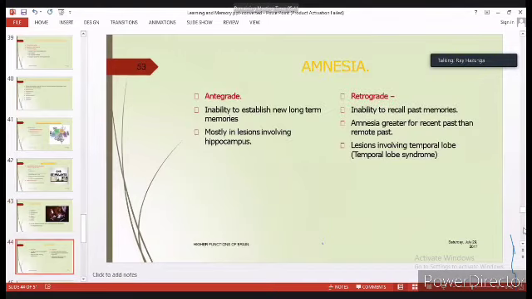So amnesia is just where you have loss of recall. You can't remember things. It could be anterograde or retrograde. Anterograde amnesia is an inability to establish new long-term memories, whereas retrograde is an inability to recall past memories. Most lesions involve the hippocampus for anterograde, and lesions involve the temporal lobe for retrograde.